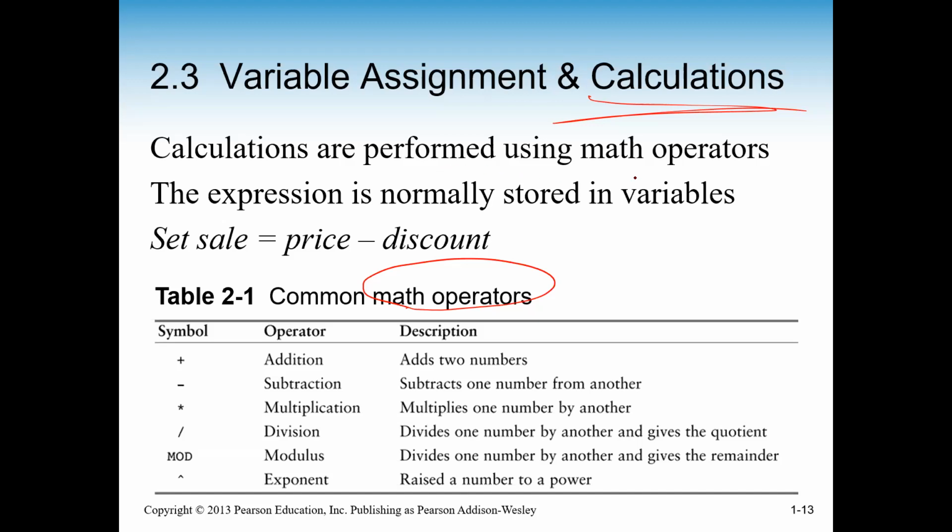Calculations are performed using math operators. The expression is normally stored in variables. So for instance, you're going to take two variables, let's say price and discount, and now you have a subtraction. That's the symbol. And then after performing that operation, the result gets assigned to the sale variable.